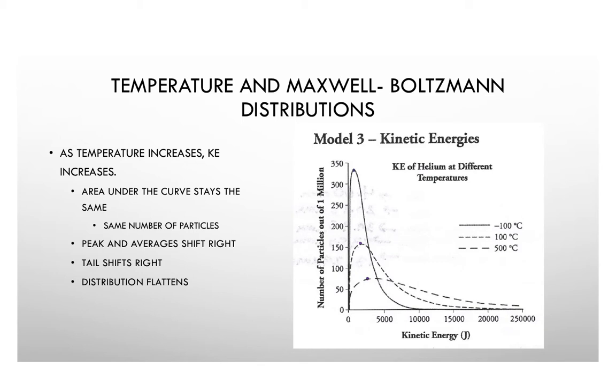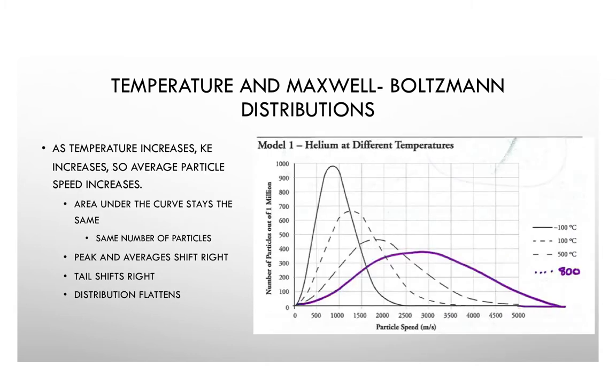We're not changing that. But what happens is the peak shifts slightly to the right, and that means the averages are also shifting to the right, which means the tail also shifts to the right, and over time, if you push that enough, your distribution flattens out as you increase the temperature. That last one was a Maxwell-Boltzmann distribution in terms of number of particles and kinetic energy.